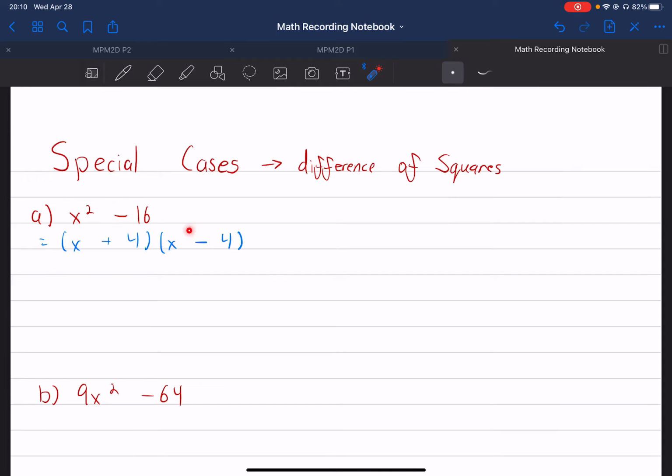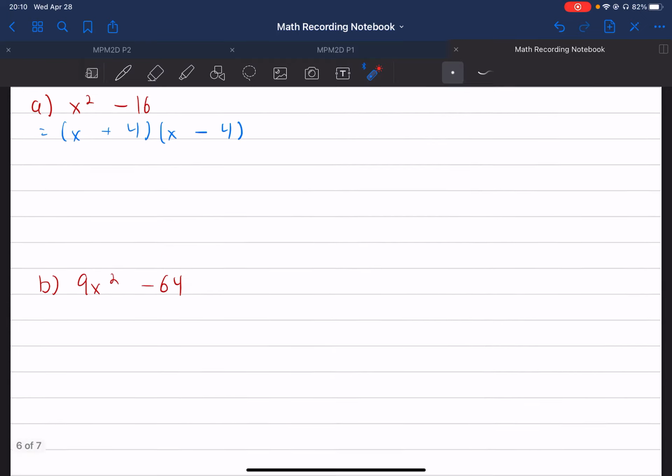This here is called the difference of squares, because these are almost like squares, but the sign's different. And we can apply this to any of these type of ones where we don't really have that x variable. If we look at this one here, 9x squared minus 64, we can do that same method. Let's open up our brackets. Leave them blank for now.